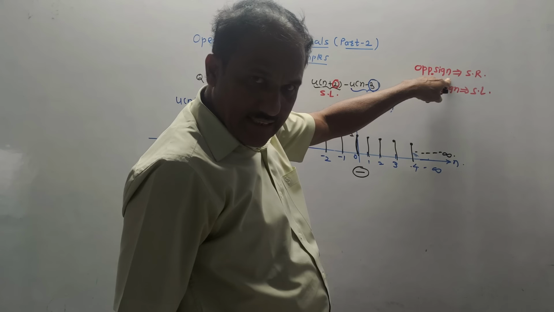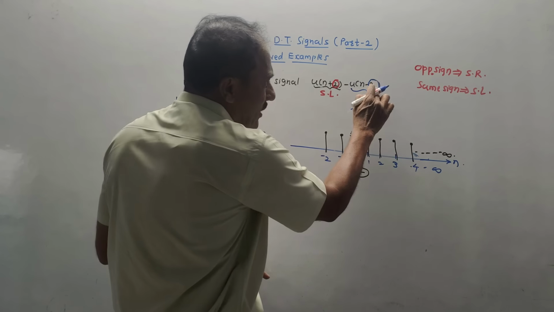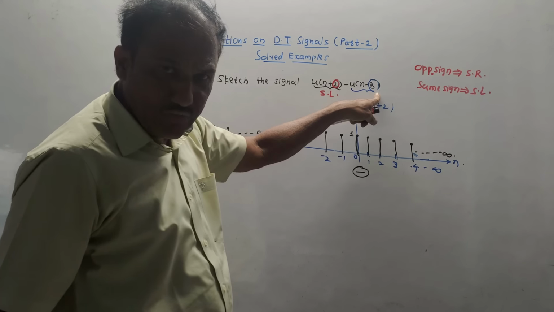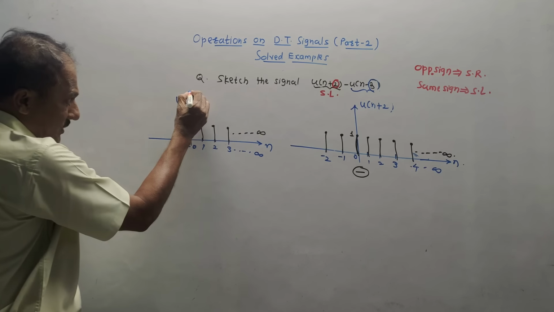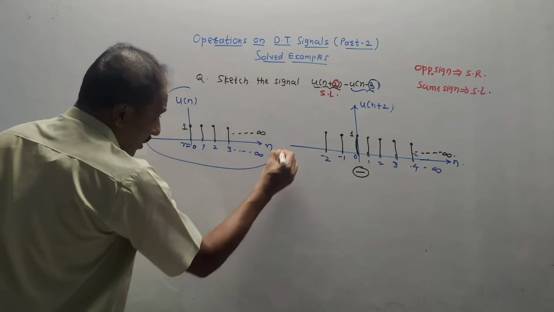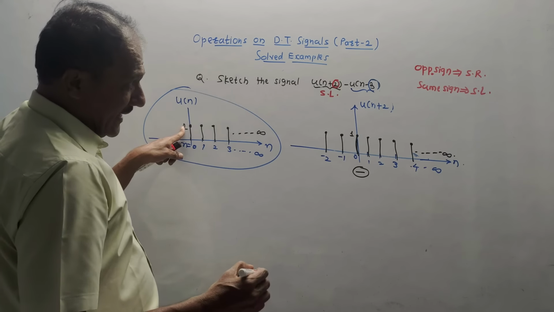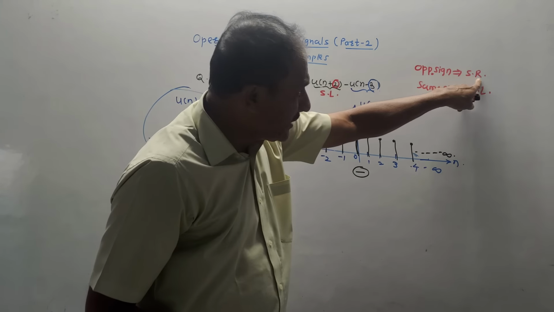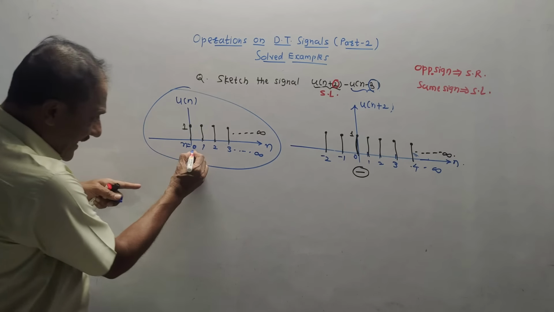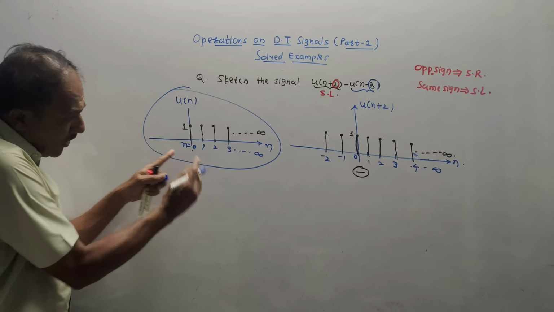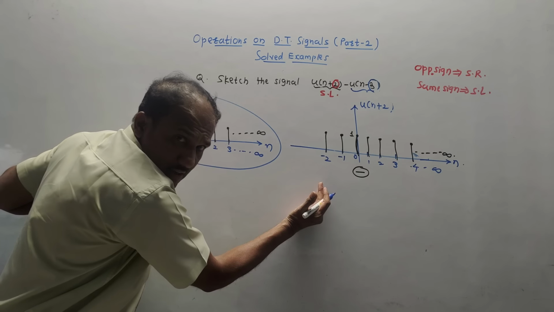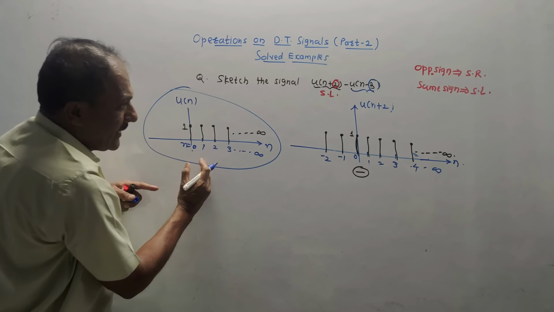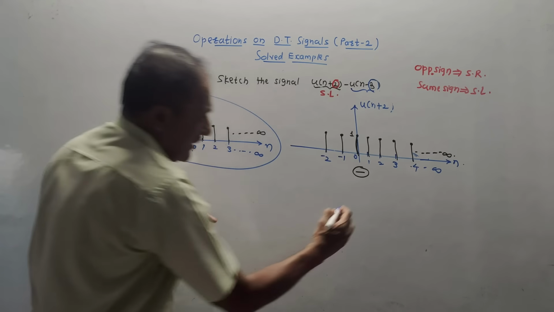Opposite sign is there inside the bracket, so shift right. By how much amount? By the amount given by this constant value. So I have to shift this original diagram, that is the diagram of u of n, by an amount 3 towards right. This diagram was starting from 0. I have to shift it towards right by 3 positions, so the new diagram will start from value 3.